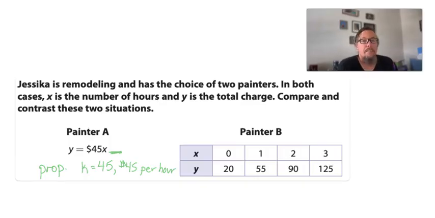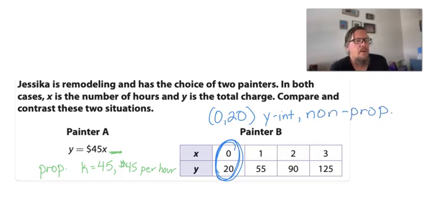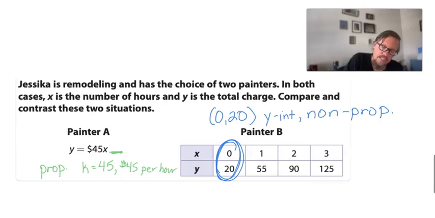Okay, painter B does have an initial fee, and we can see from the table right there, (0, 20). So it doesn't go through (0, 0), it goes through (0, 20). So (0, 20) is the y-intercept, which means that this is non-proportional. Non-proportional relationships do not have the point (0, 0). So there's an initial fee of $20.